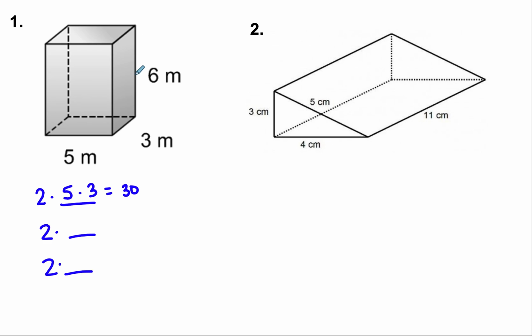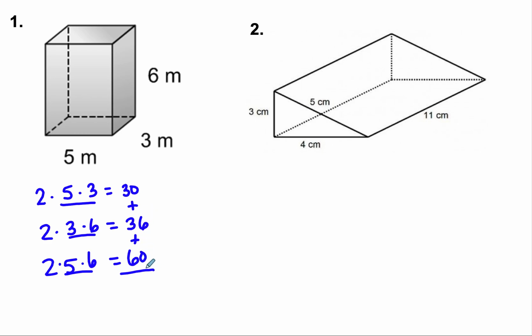Okay, now we'll do the right and left side. So the right side is 3 times 6. 2 times 3 is 6, times another 6 is going to be 36. Okay, so I did 5 times 3, and I did 3 times 6. So my last combination that I haven't done yet is 5 and 6. Those are the front and the back side. 2 times 5 is 10, times 6 is 60.